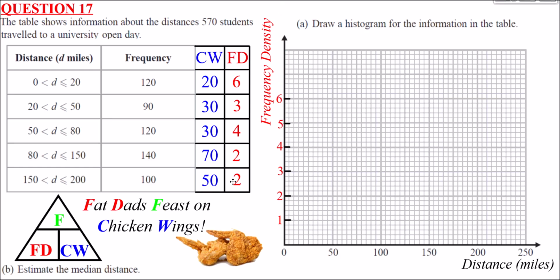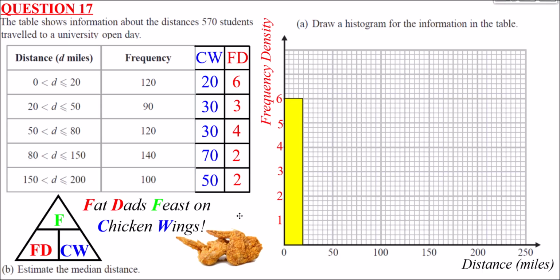The next thing is we just need to plot these, draw in these rectangles which represent the class widths. So the first one we need to draw is going to be from 0 to 20. So that's going to be here, if you notice. That's going to be 4 little squares wide. Each square along is worth 5 miles. And going up, we go up to 6. So it's 4 squares along, 6 squares high. So that's the first bar.